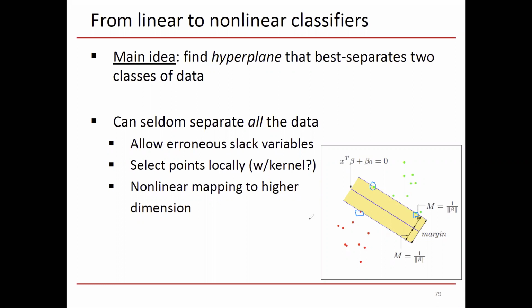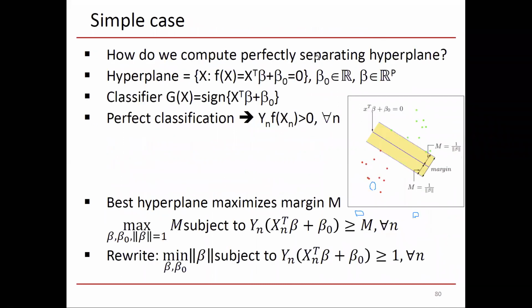One of them allows for slack variables. Slack variables allow some errors. Another possibility is to select points locally, perhaps with a kernel. And finally, a common approach is to use a nonlinear mapping to a higher dimension. And in that higher dimensional space, it may be easier to find two perfectly separating hyperplanes. Okay, so let's discuss some of the details.